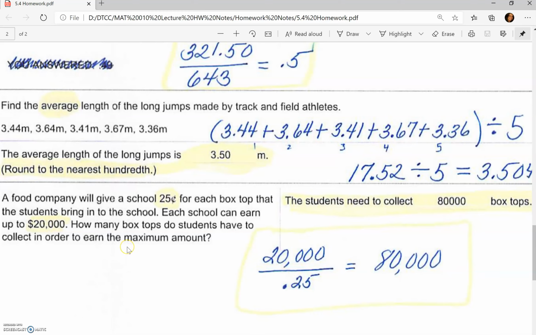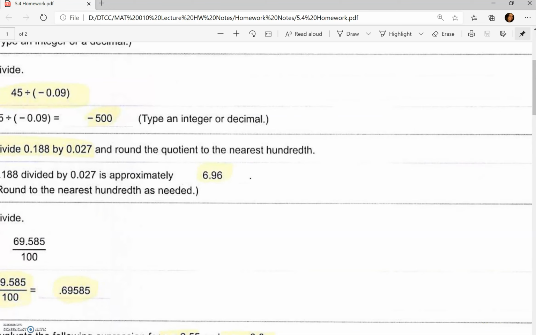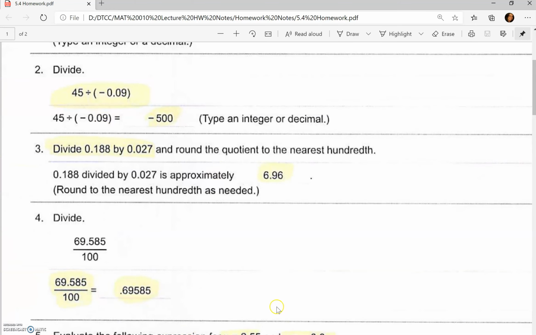All right, so that's all of 5.4. So I think I'm just going to go ahead, and since I'm already at 10 minutes in, I'm going to stop here and make a separate video for 5.5.